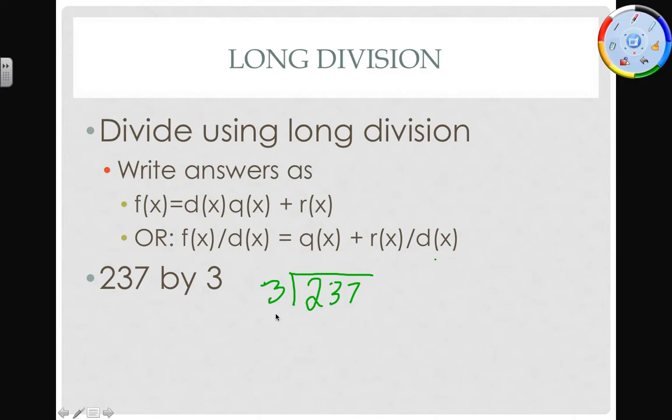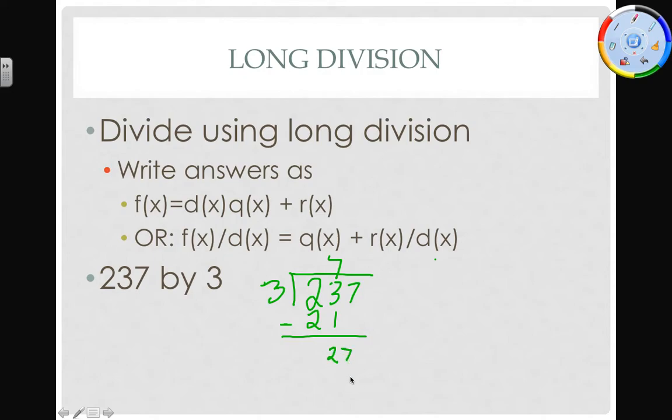We're going to take 3 and look to see how many times does 3 go into 2. Well, it doesn't. So I move on to the next one. I say, okay, how many times does 3 go into 23? Well, 3 goes into 23 7 times. And we look at 7 times 3, which is 21. We draw a little bar here and we do some subtraction. 23 minus 21 is 2.